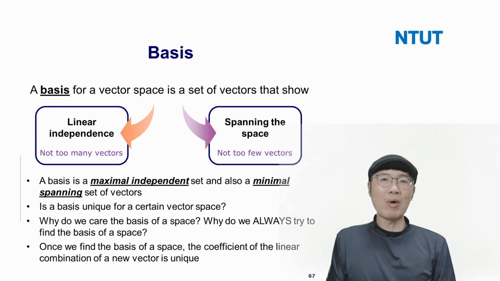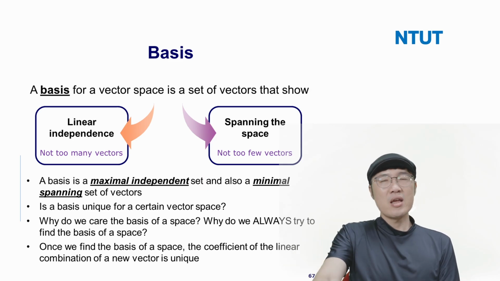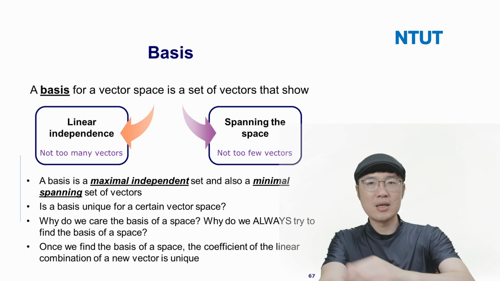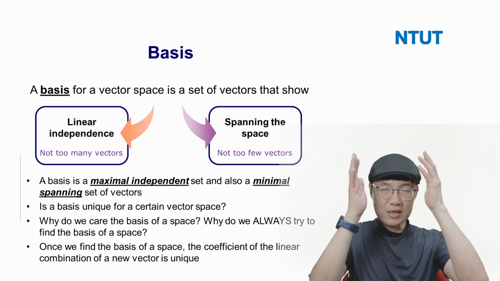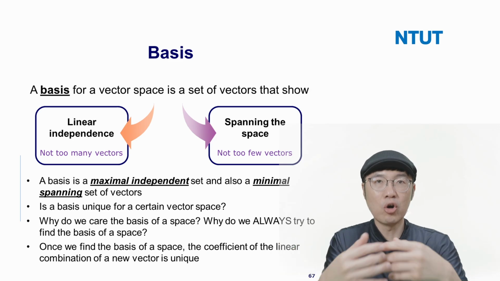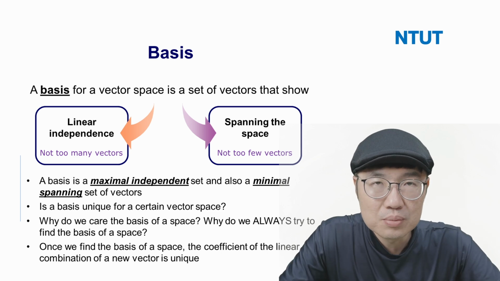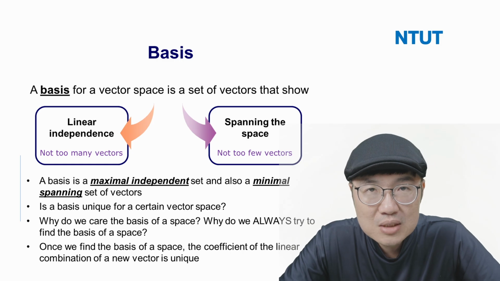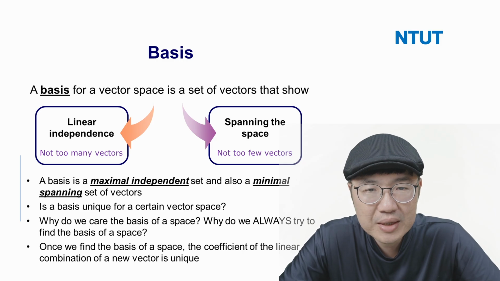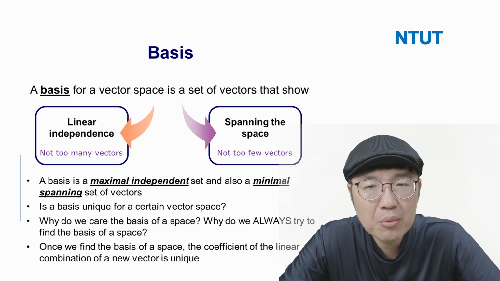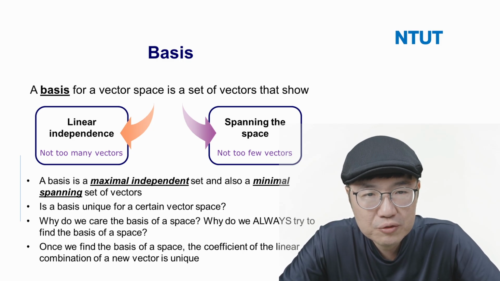If you remove one vector, you cannot span the whole subspace. If you add one more vector, they are no longer independent. So in this status, it clearly fulfills the whole subspace. You cannot remove one and you cannot add one without breaking the independence. We call this a basis. A basis is a maximal independent set and also a minimal spanning set of vectors. Not too many vectors, not too few vectors.